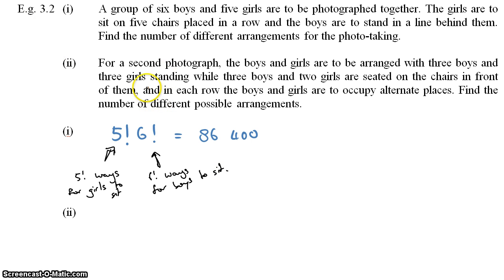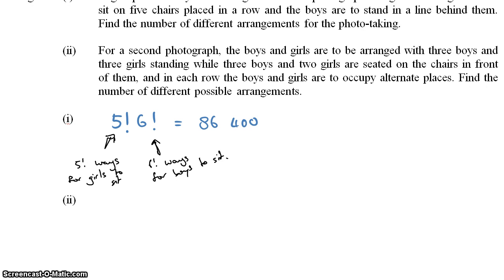So, for a second photograph, the boys and girls are to be arranged with 3 boys and 3 girls standing, while 3 boys and 2 girls are seated in the chairs in front of them. And in each row, the boys and the girls are to occupy alternate places. Find the number of different possible arrangements.